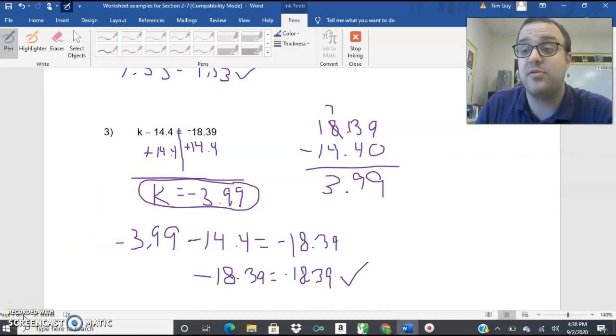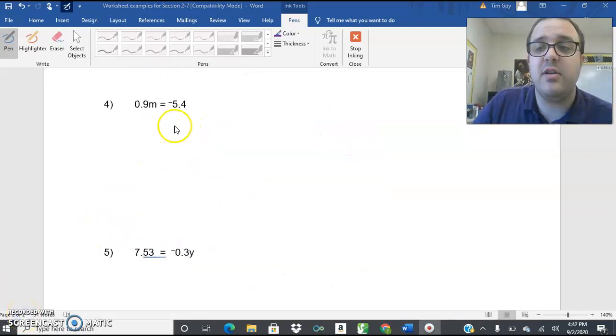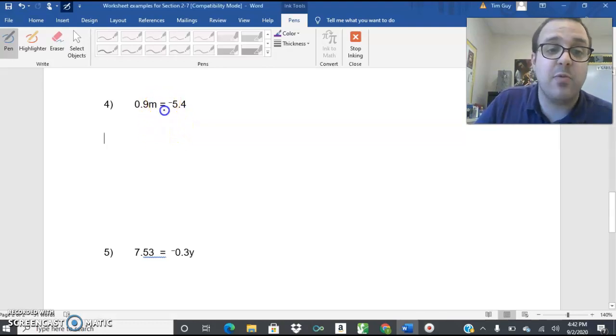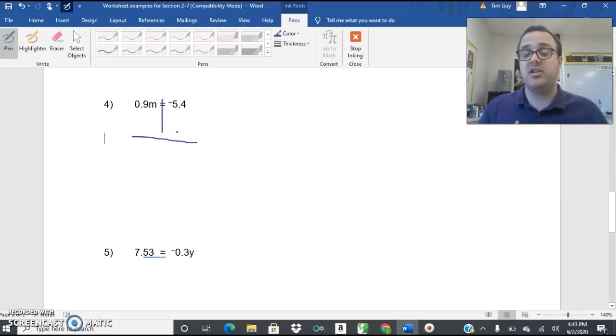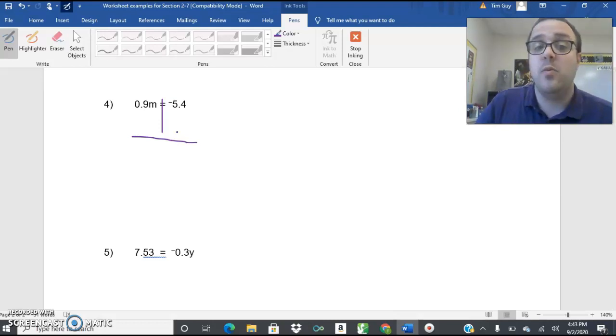All right, so here we're going to be doing some one-step equations involving multiplication and division. So again, we're going to be solving these the same way we solved the problems yesterday when we learned about the one-step equations with multiplication and division, but in this case we have decimals. We have to make sure we know how to multiply and divide with decimals.